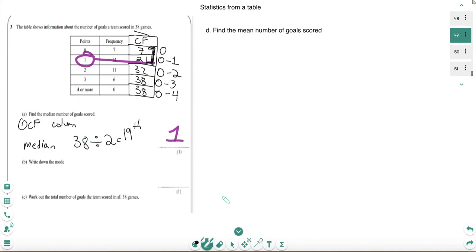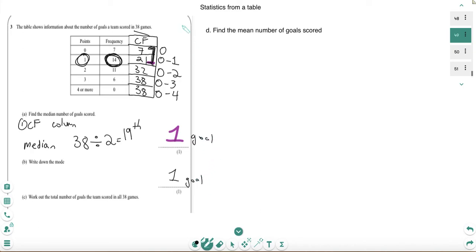Well, mode's pretty straightforward. Mode is just simply the most common value, okay? So in this case, it would be 1 goal because there were 14 games where they scored 1 goal. That was the most popular number of goals they scored in any game. So we're going to say the mode is 1 goal again.